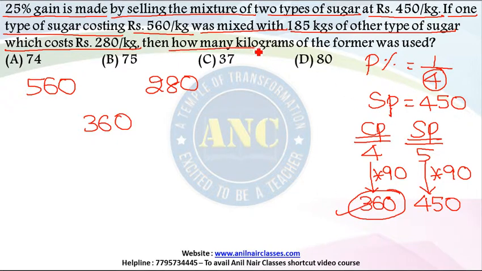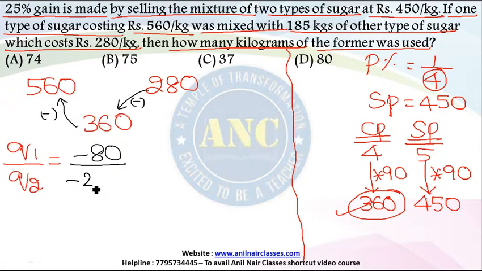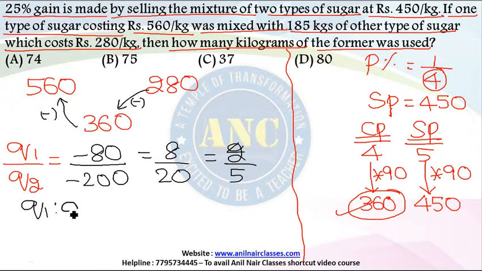Then how many kilograms of the former was used? How many kgs of the first variety was used is the question. Q1 by Q2, same logic, sir. It is nothing but equal to 280 minus 360, it is minus 80, divided by 360 minus 560, it is minus 200. This is nothing but 8 by 20. 8 by 20 is 2 into 4 or 4 into 2, 4 into 5. So Q1 by Q2 ratio is 2:5. So according to ratio, 2 kgs of first quantity is mixed, 5 kgs of second quantity is mixed.